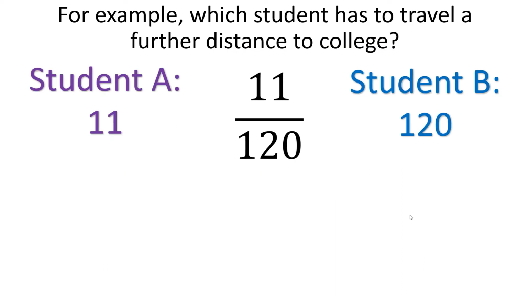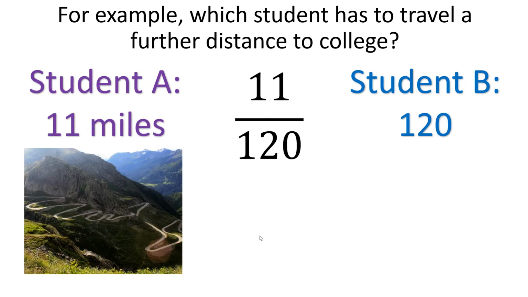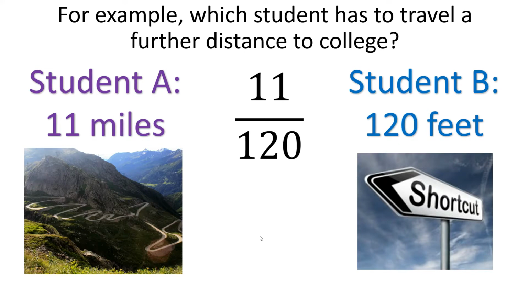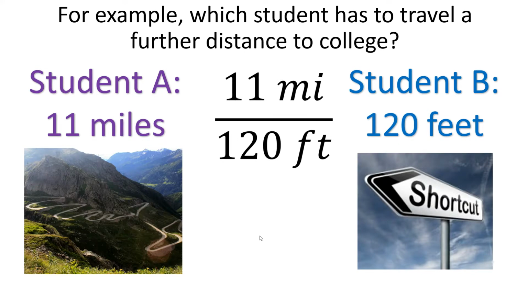So if I asked you which student has to travel a further distance to college, you have a ratio of student A compared to student B. Who travels further? Well, some people would say, well, obviously student B travels further. 120 is much larger than 11, but without units, we don't know. Now, when I change this to 11 miles and 120 feet, you'll notice that student A clearly has the further distance to travel than student B.